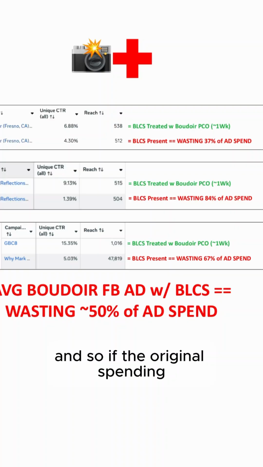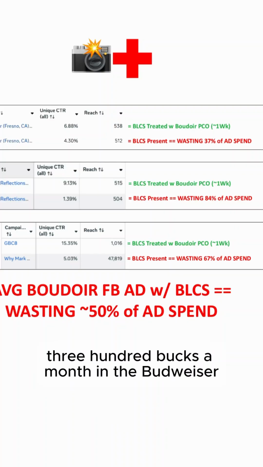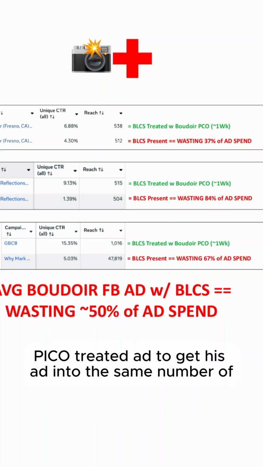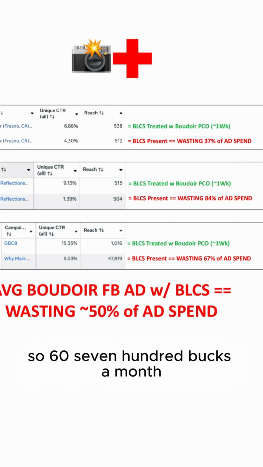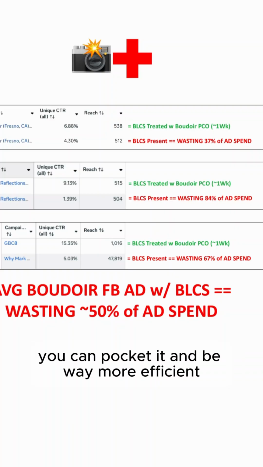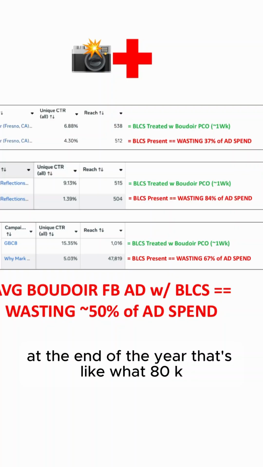And so if he was spending 10 grand a month on the original, now he only has to spend 3,300 bucks a month on the Boudoir Pico treated ad to get his ad into the same number of women's brains as the original. So 6,700 bucks a month he no longer has to spend. He can pocket it and be way more efficient. It's kind of like a phantom profit each month. At the end of the year, that's like what, 80K?